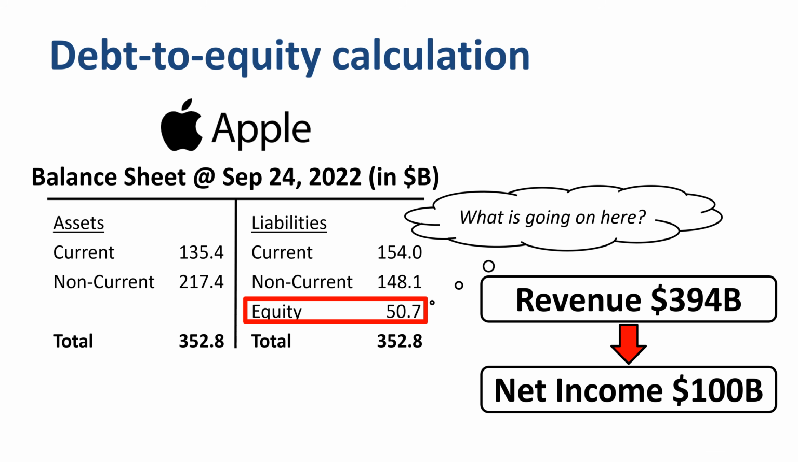The income statement tells us that in the latest financial year, revenue of $394 billion generated a net income of $100 billion. When a company is profitable, its equity normally grows year over year, as the net income from the income statement gets added to retained earnings, which is part of equity, on the balance sheet. How come that is not happening at Apple? Something we will find out in a deeper dive of the equity section of the balance sheet.